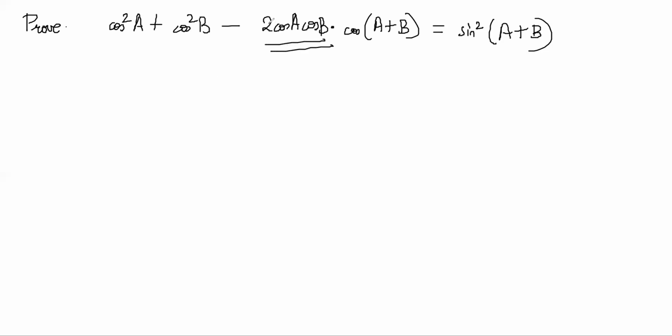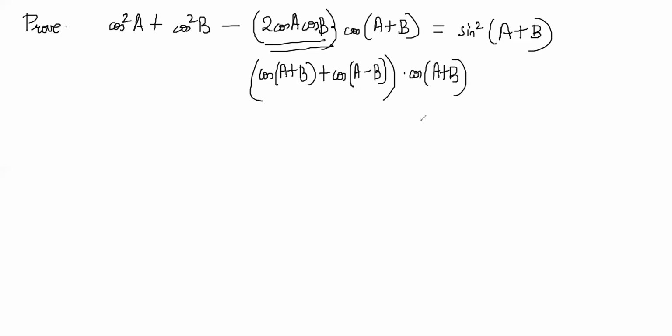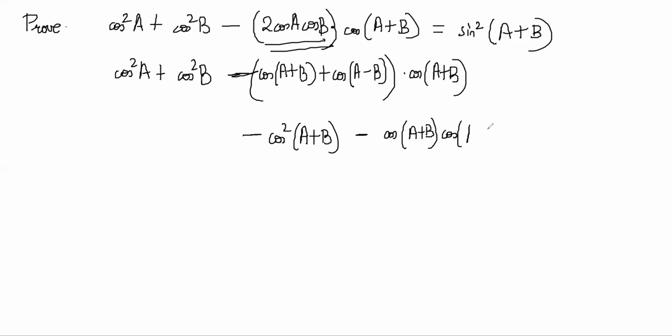I know a way to write 2 cos a cos b, right? It is cos of a plus b plus cos of a minus b, multiplied by cos of a plus b, right? So this is like minus sign here, and there is a cos square a plus cos square b. So this becomes minus cos square a plus b minus cos of a plus b into cos of a minus b.